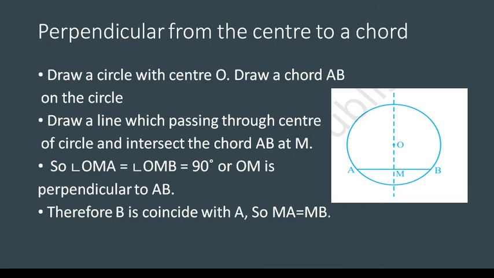The line segment passing through the center of the circle is the largest chord. AB is less than the largest chord of the circle.